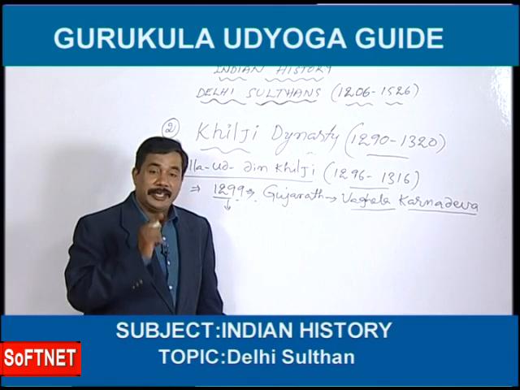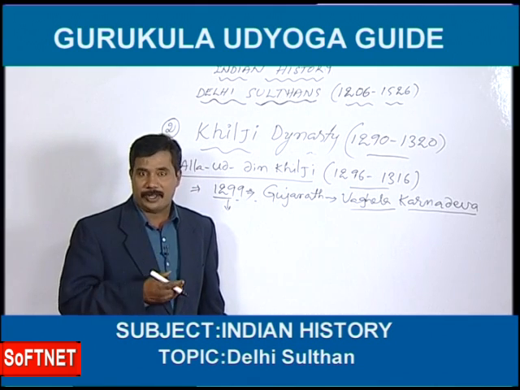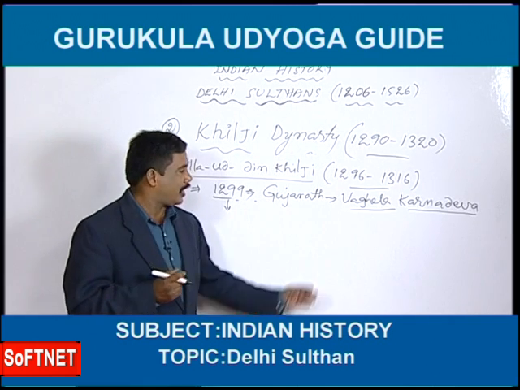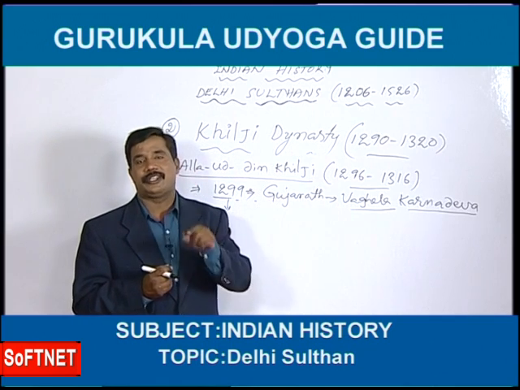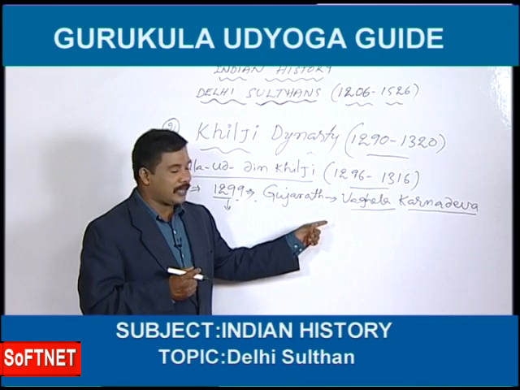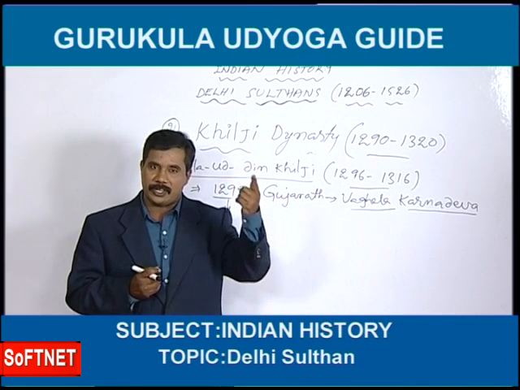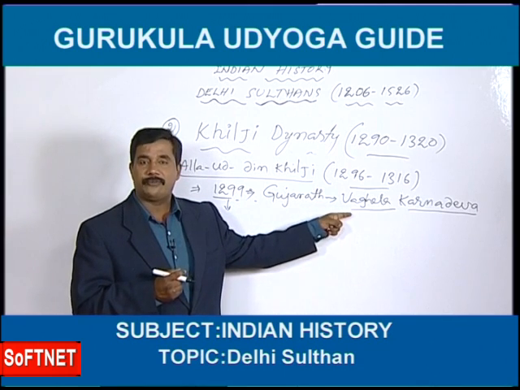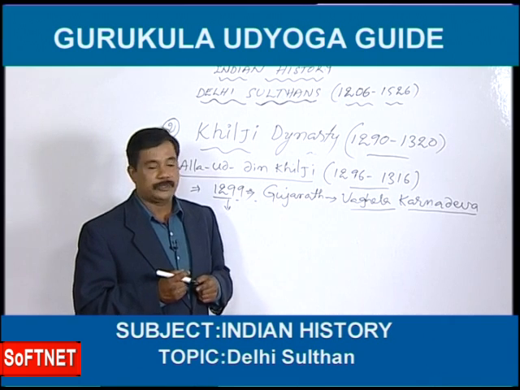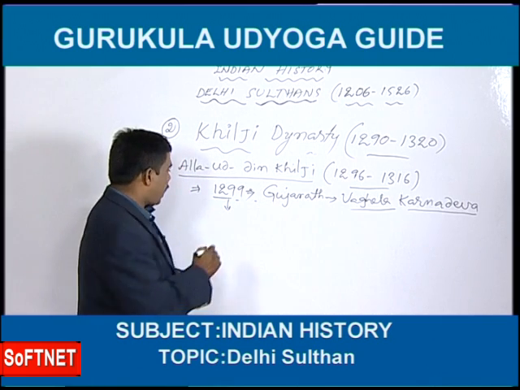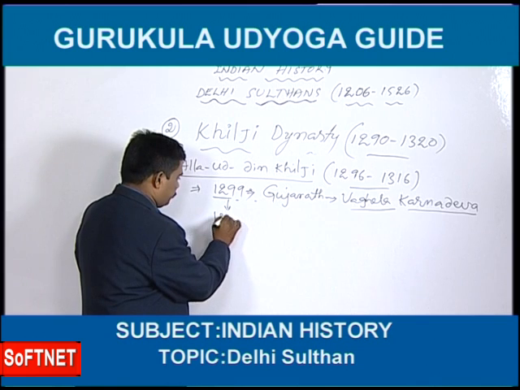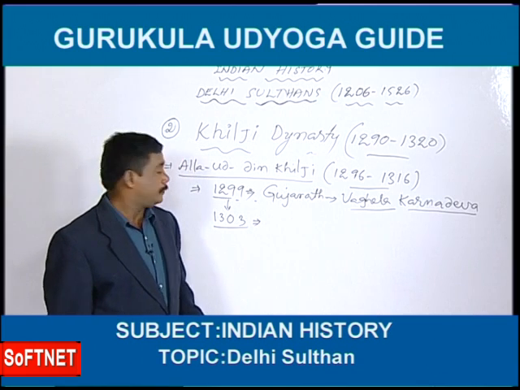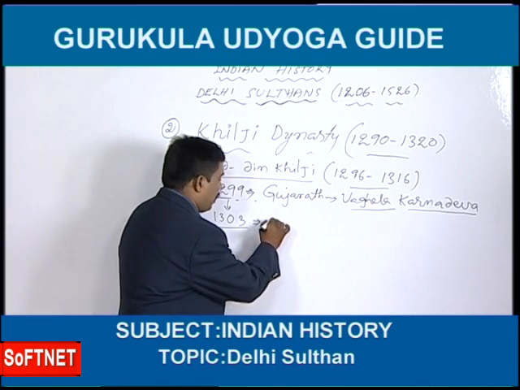But what happened here? Waghela Karnadeva's wife Kamala Devi, also called Kamala Bai, was married by Alauddin Khilji. That's why Waghela Karnadeva escaped to Devagiri along with his daughter, and Alauddin Khilji married his wife Kamala Devi. So this is the first attack. And in 1303, one more important attack of Alauddin Khilji was the attack on Mewar.